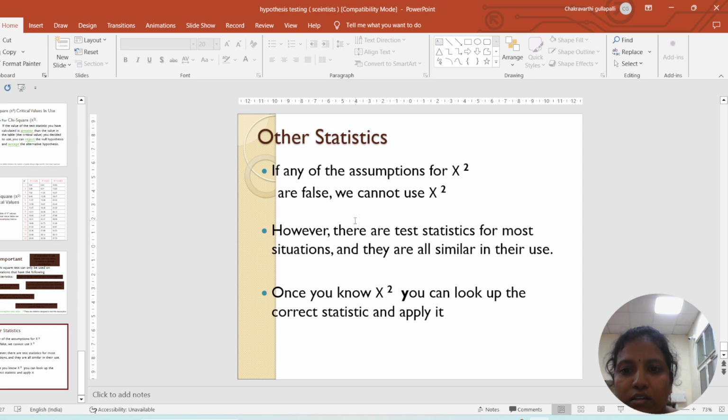In this chi-square test, if these conditions are false, we cannot use a chi-square. The test statistics suit different situations and they are all similar in their use. Once you have decided to use a chi-square, you can look up the correct statistics and apply it.